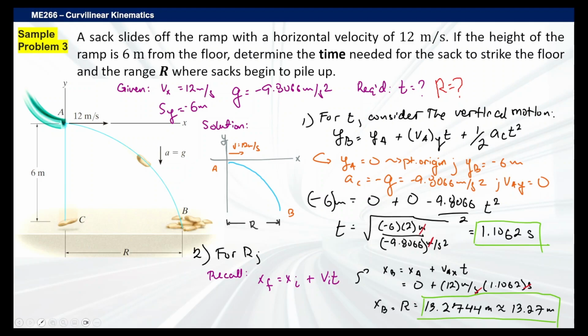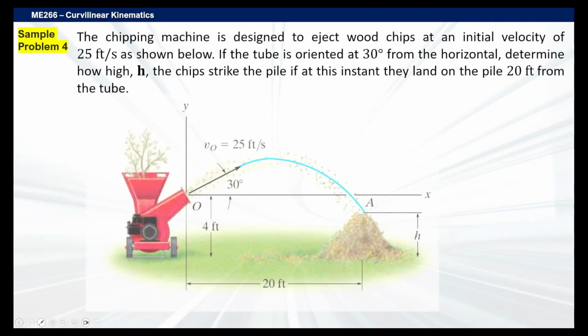Okay, for the next problem, let's try the classic projectile problem. Here naman we have a chipping machine. It's projected at an angle, but somehow the whole trajectory passes through our frame of reference under the x-axis. Here we have the point of origin, this is the y-axis. It's elevated at 30 degrees. We have an initial velocity with a magnitude of 25 feet per second. At this point, this is 4 feet above the ground.